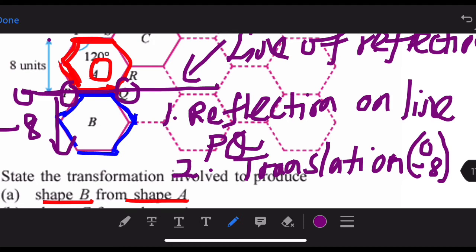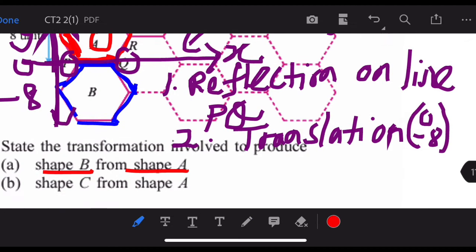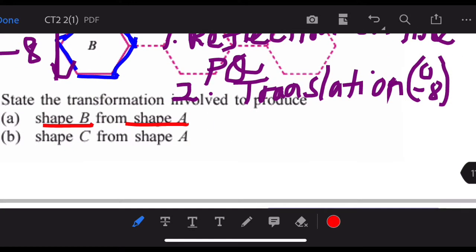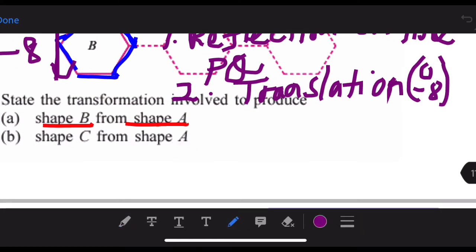Okay, so let's say this is the x-axis, this is the y-axis, this is the x-axis. So we can say we shift down 8 units. Or we can say we do rotation.